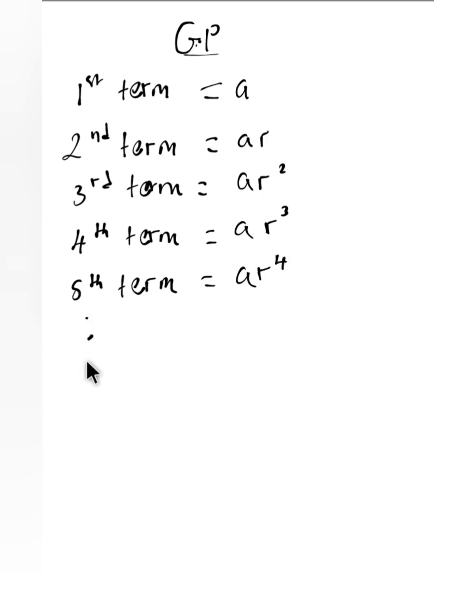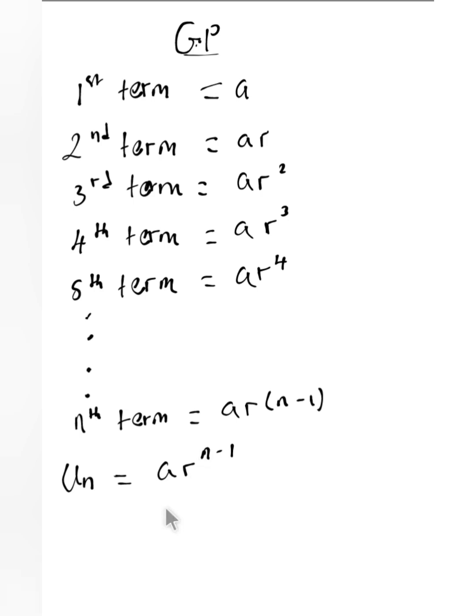So if we continue in this manner, we end up having that the nth term is equal to a times the common ratio raised to n minus 1. If you observe, for the fifth term the power is 4, for the fourth 3, then 2, 1. So we just have to subtract 1 from n to get the power of the common ratio. So the nth term in a geometric progression is equal to a r to the power n minus 1. And this is the general formula for geometric progression.